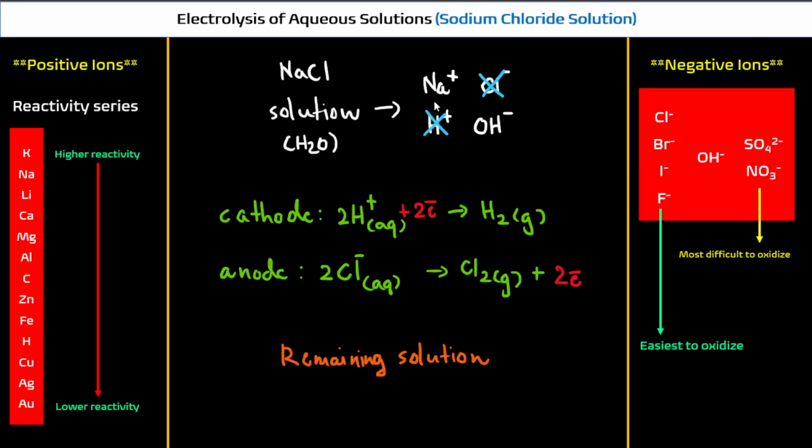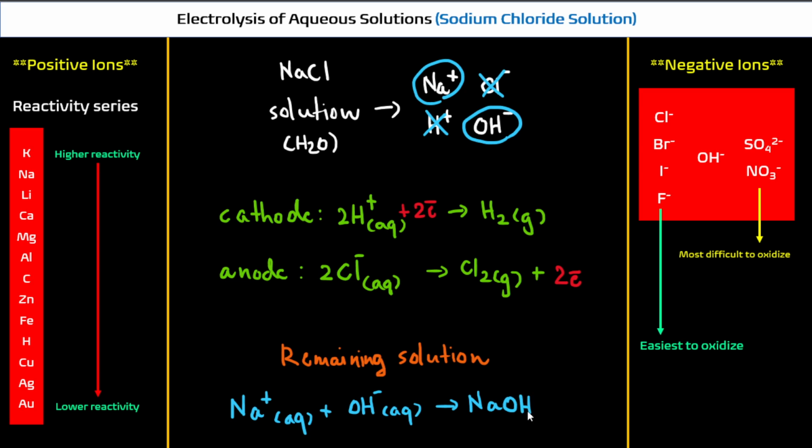So what are we left with here? We are left with Na plus and OH minus in our solution, which will combine to form sodium hydroxide aqueous solution, which is an alkaline solution. Remember this information because in exams, after the cathode and anode reactions, they might ask you to write down what the remaining solution is, or whether the remaining solution is an alkali or an acid.